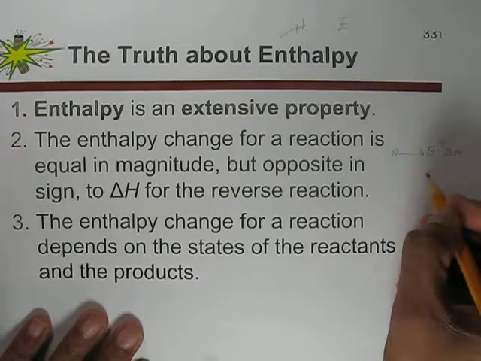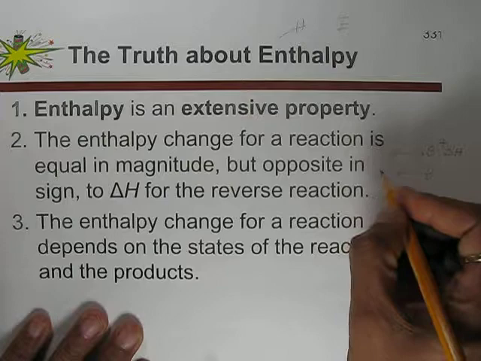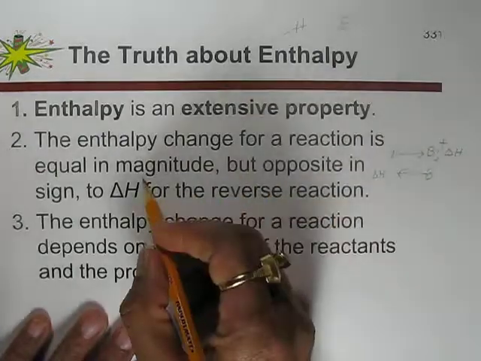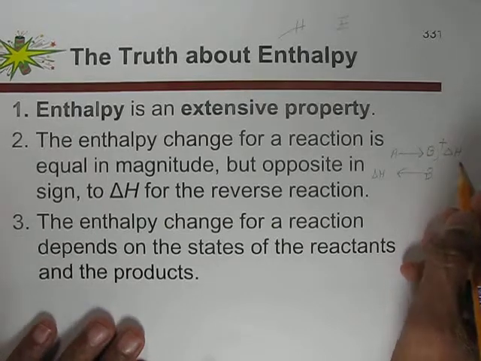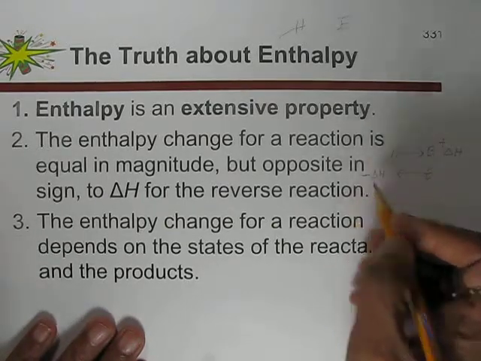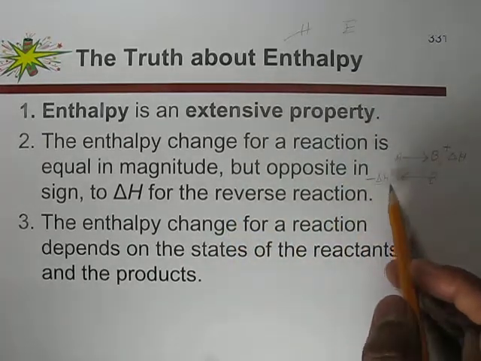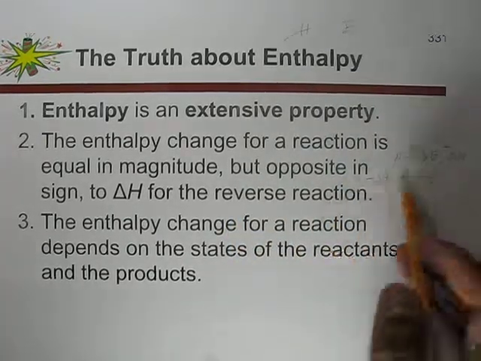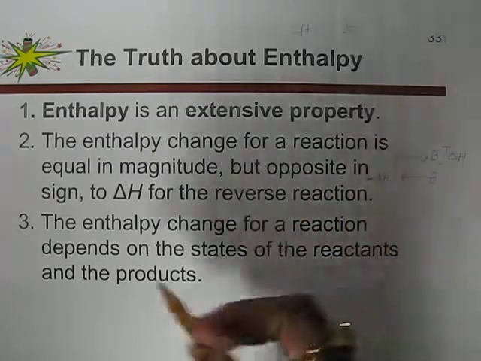And if we are going back from B to A, the change in enthalpy will be equal in magnitude, the value will remain the same, but the sign will change. So for the reverse reaction, delta H will become negative, or if it is negative then this will be positive. So basically it will reverse.